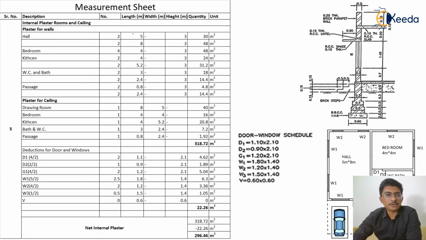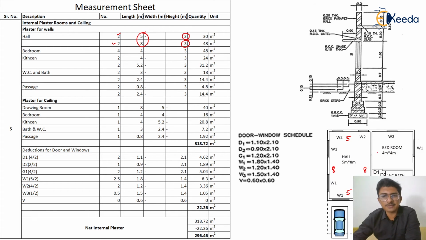So I'll just repeat and go through it very fast. The first one, we have the hall whose size is 5 by 8 meter, and there are two walls of 5 meter and two walls of 8 meter. So we are going to multiply both of them by 2, and whatever quantity comes, we are going to have that, and the plastering will be done to the total height of the brickwork.